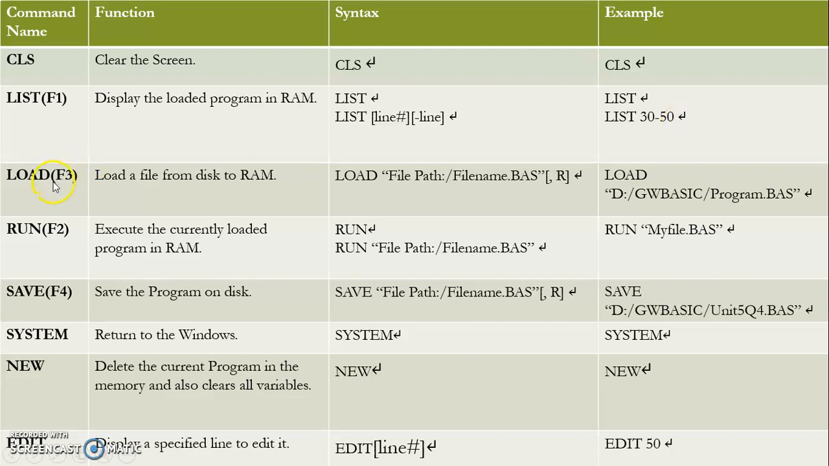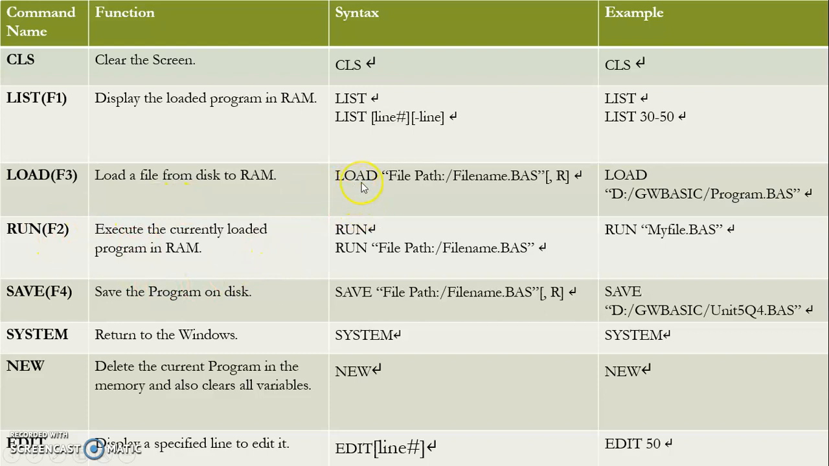The next command is the load command, the shortcut is F3, and what will this command do for us? It will load a file from the disk to the RAM. Because in basic programming we need to load the program before executing it. It means we can execute a program only when it is loaded. So to load a program we will use the load command.